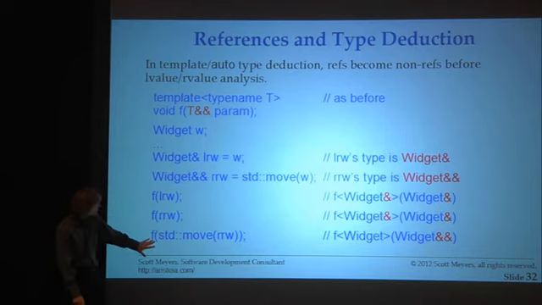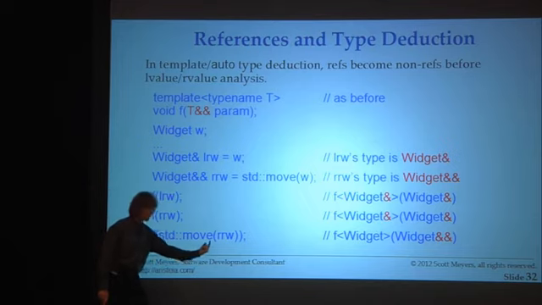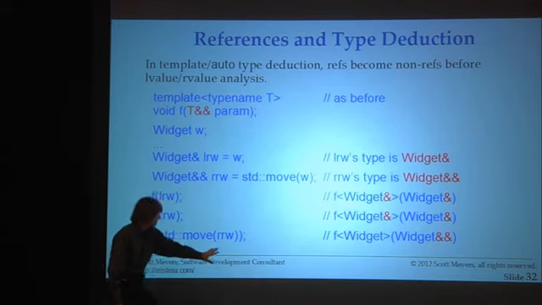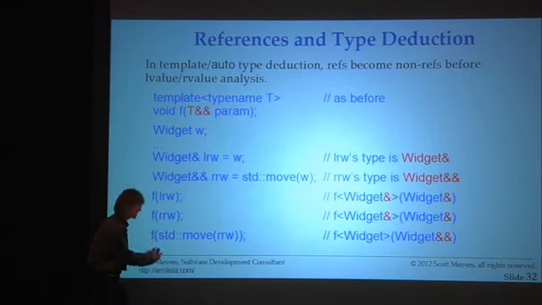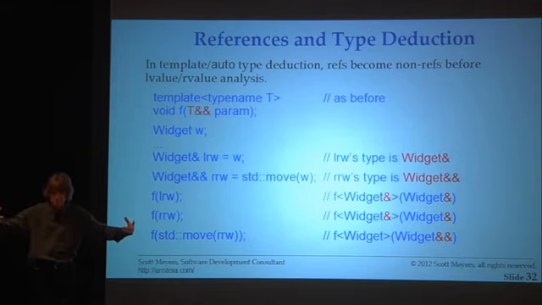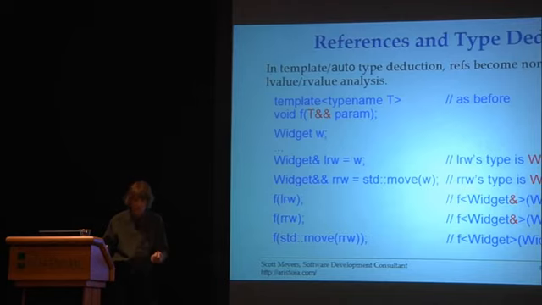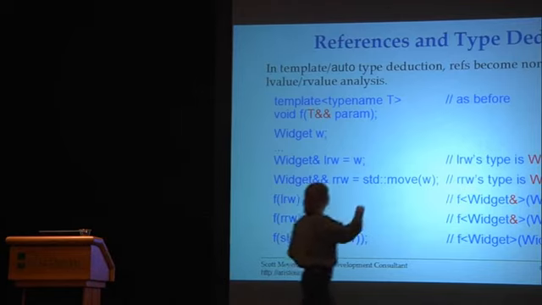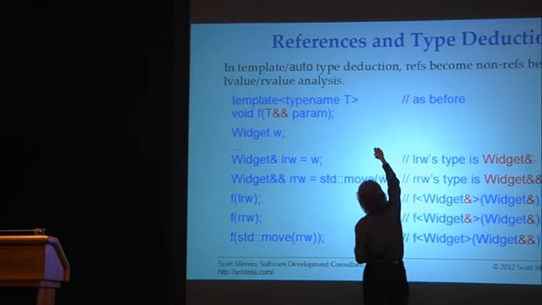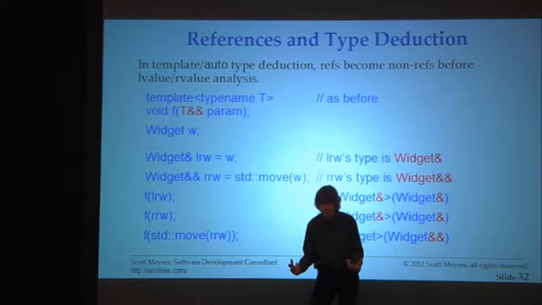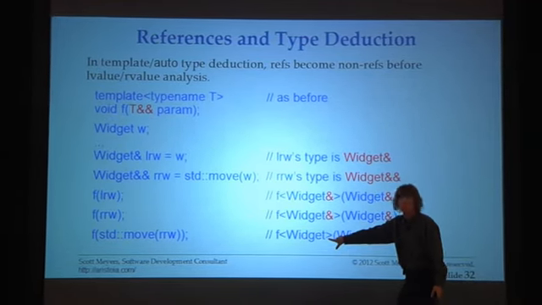So I now say I want to call F on std::move of RRW. Now, RRW is an rvalue reference, and the move turns it into an rvalue. So I'm calling F, and the type I'm passing in is rvalue reference to widget. Which means we would expect this type T to be deduced in this case as rvalue reference to widget. But it's not. The type it's deduced is just widget.